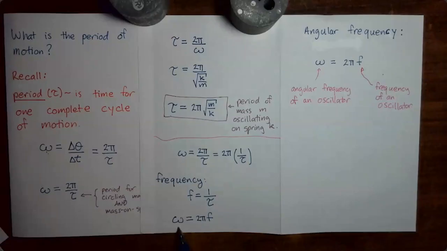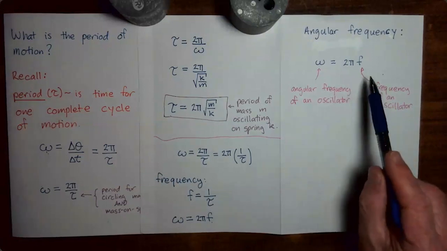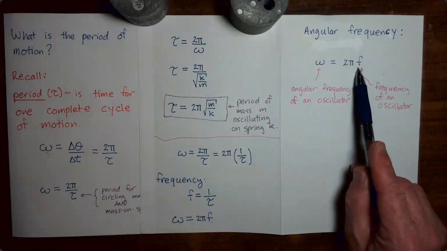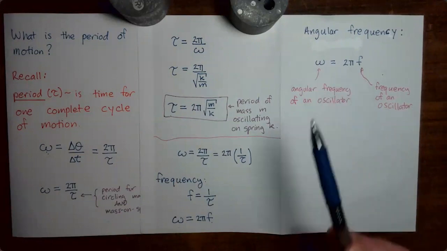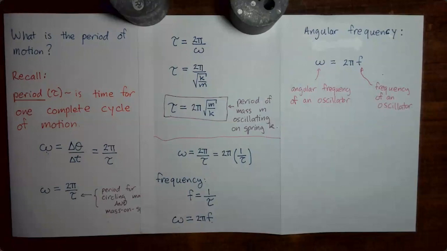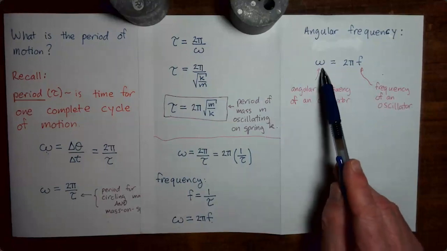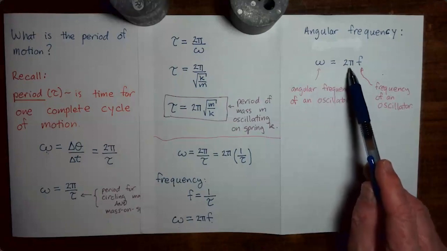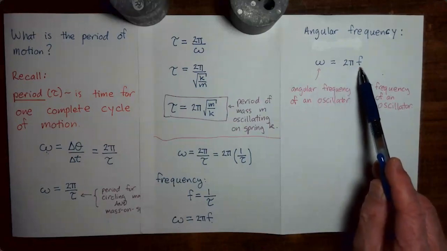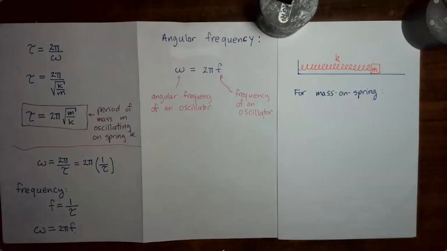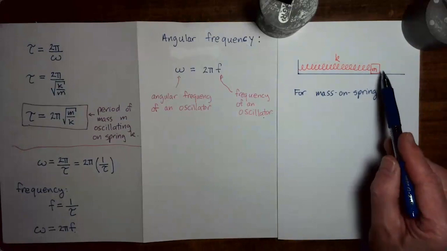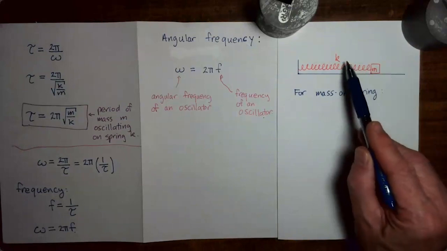Because of this close connection between omega and the frequency of the oscillator, we're going to introduce a new term. We're going to say that an oscillator with frequency f has an angular frequency omega, where the relation between those is that the angular frequency omega is equal to 2 pi times the regular frequency f. Let's put all of this together for the problem of a mass m oscillating on a spring with spring constant k.